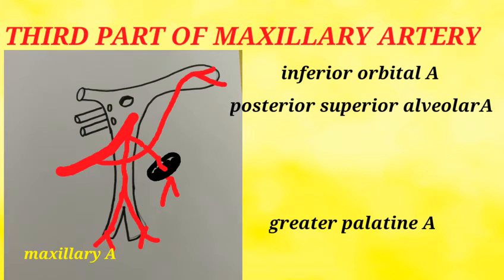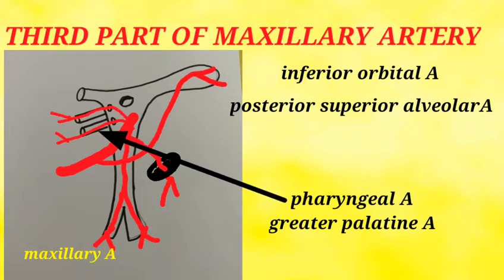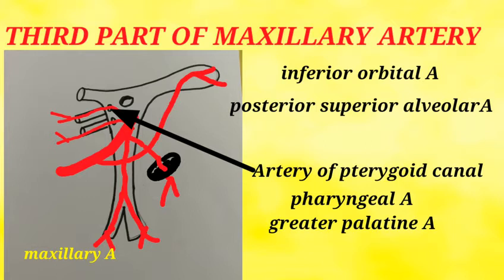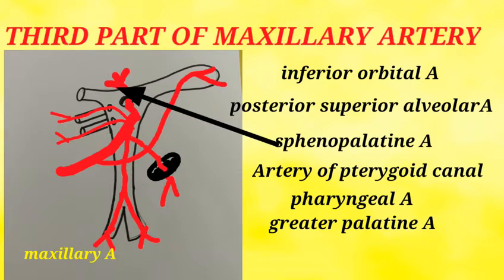in the apex of the fossa to enter into the palate. The other two arteries being the pharyngeal artery and the artery of the pterygoid canal, passing through the palatovaginal canal and the pterygoid canal respectively, present in the posterior wall of the fossa. The continuation of the maxillary artery is the sphenopalatine artery, which passes through the sphenopalatine foramen present in its medial wall to enter into the nasal cavity.